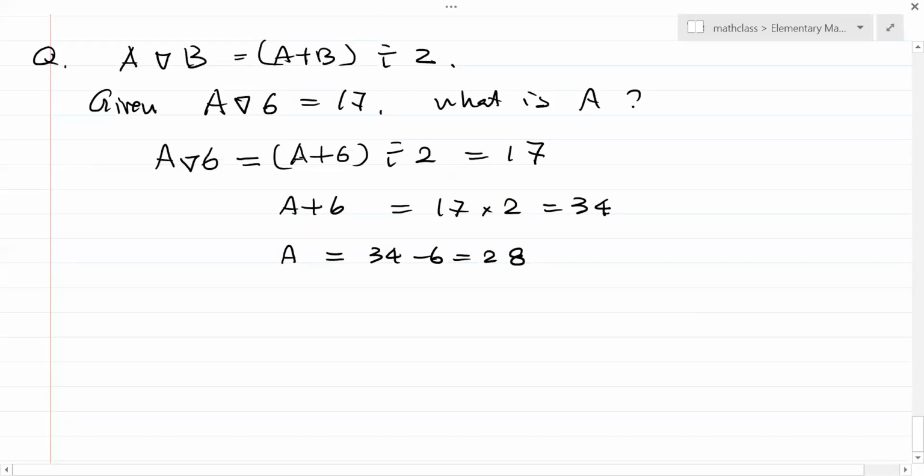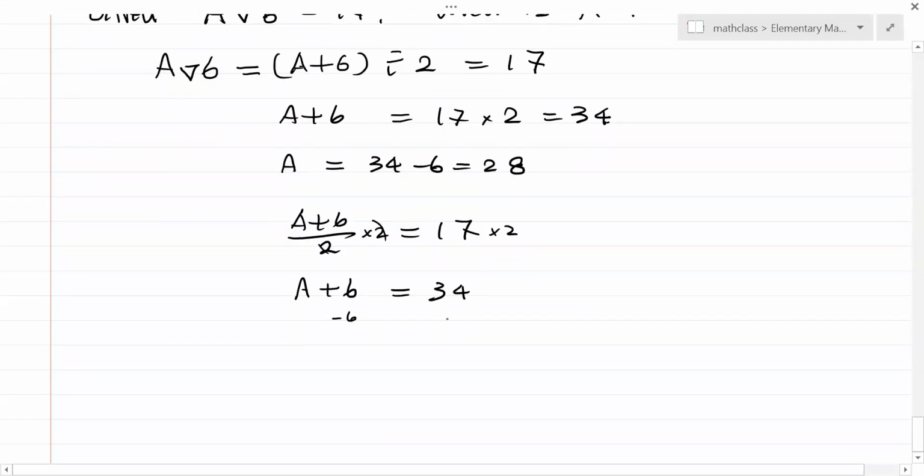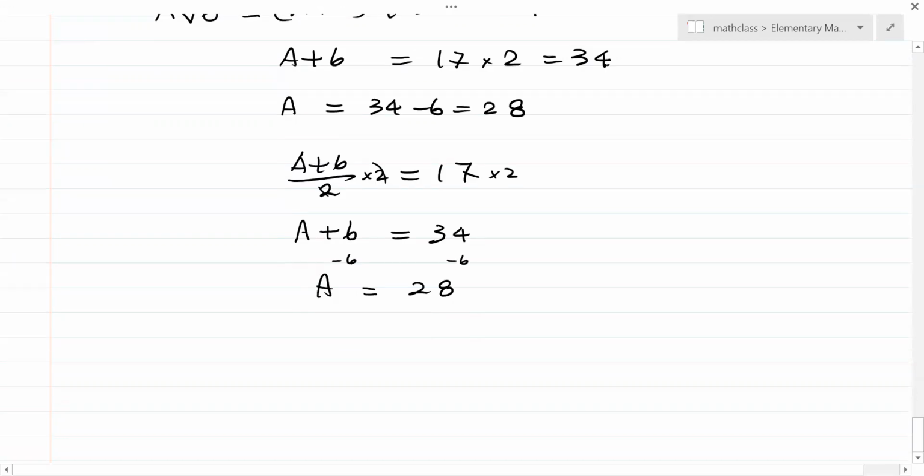Okay, so let me repeat again. We have A plus 6 divided by 2 is going to be 17. So how do you simplify this? The idea is you multiply both sides by 2. If you multiply by 2, then these 2s cancel out. The left-hand side is going to be A plus 6. The right-hand side, 17 times 2 is 34. Then you subtract 6 from both sides. The left side is A. The right-hand side is 28. Got it?